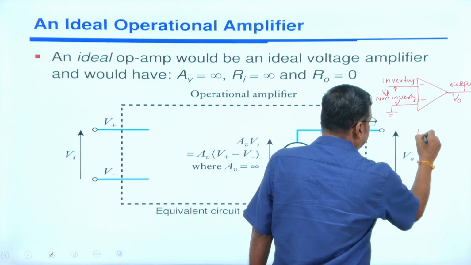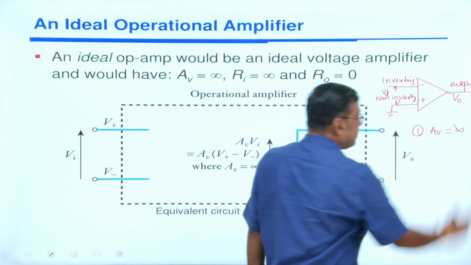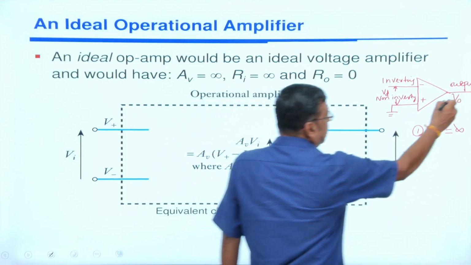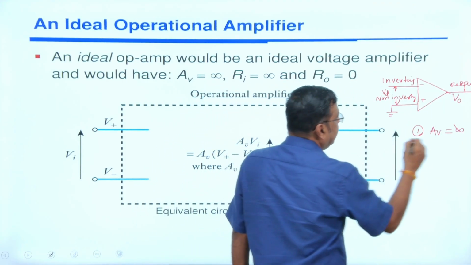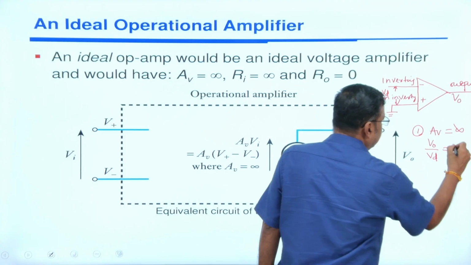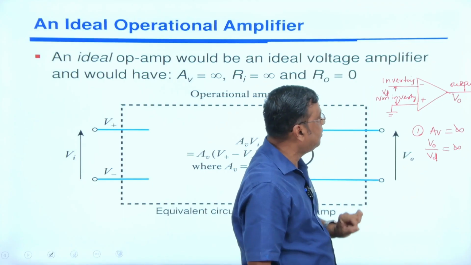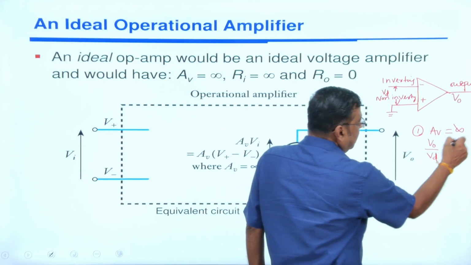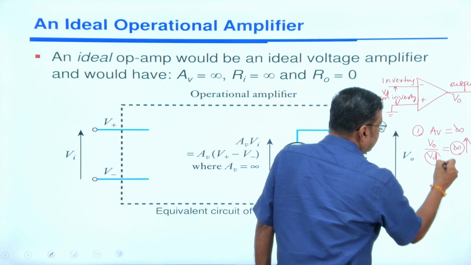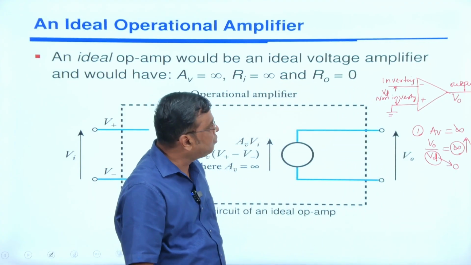The first characteristic of the operational amplifier: the voltage gain AV is infinite. Voltage gain means the output voltage by the input voltage. If the output voltage is V0 and the input voltage is VD, then V0 by VD is infinity. VD is the difference voltage, this voltage minus this voltage. If the gain is infinity, the difference voltage must be 0. This is what we call the virtual ground concept.